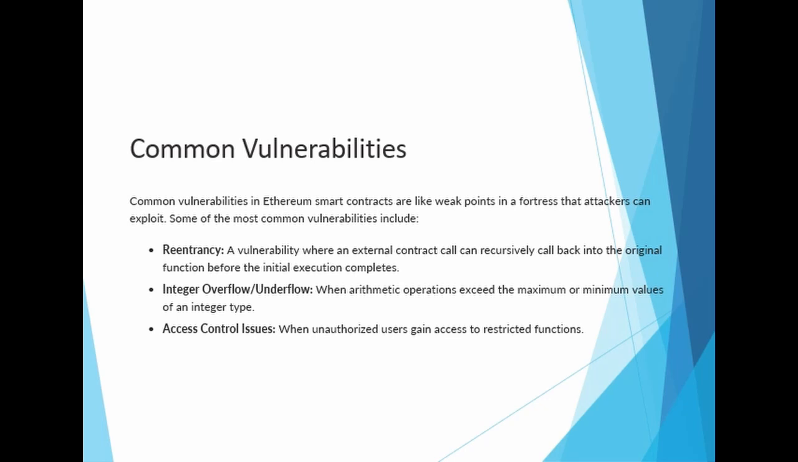Common vulnerabilities in Ethereum smart contracts are like weak points in a fortress that attackers can exploit. Reentrancy is a vulnerability in which an external call can recursively call back into the original function before the initial execution completes. Integer overflow is when arithmetic operations exceed the maximum or minimum values of an integer type. Access control issues are when unauthorized users gain access to restricted functions.